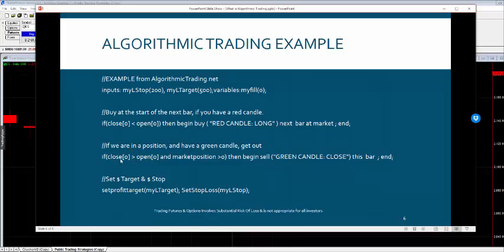So here's the code for that. If the close is bigger than the open and our market position is bigger than 0, then we're going to sell this bar, which will sell at the close. And then we just want to set a dollar target and a stop. The target is whatever's set on the input, which in this case is $500, and the stop is whatever the stop is, which is 200. So again, all this is doing is getting in when you have a red candle, and then getting out when you have either a green candle or the target or the stop is hit.